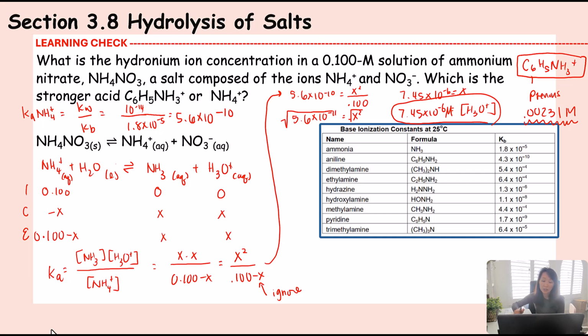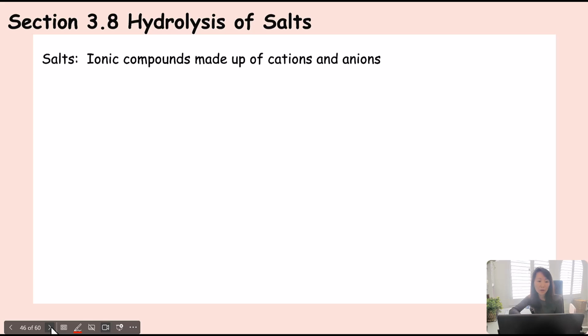If you plug this into your pH and find out the pH, you'll probably notice it's higher than 2.6, and that's how you know this is less acidic than the other one. Okay, let's move on. And that would be for base.